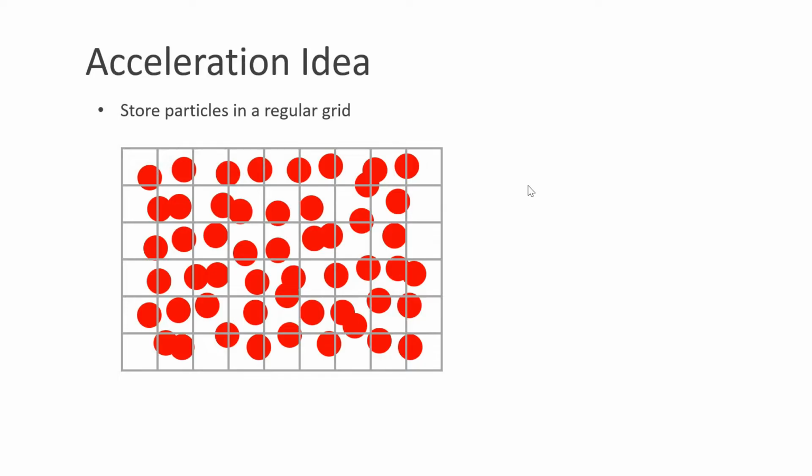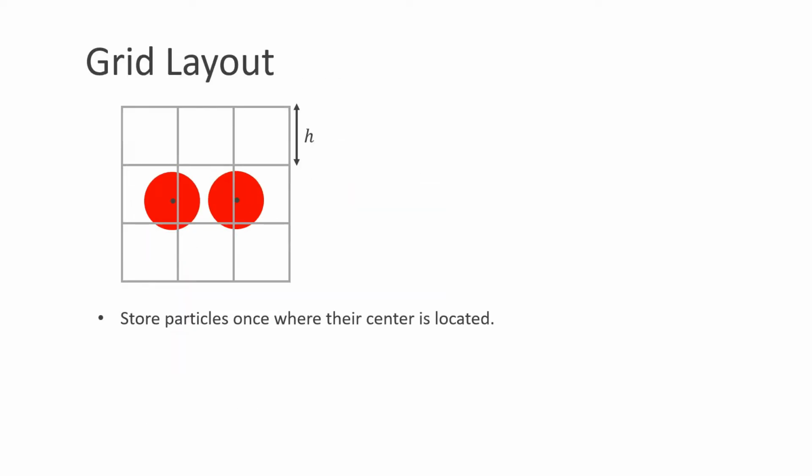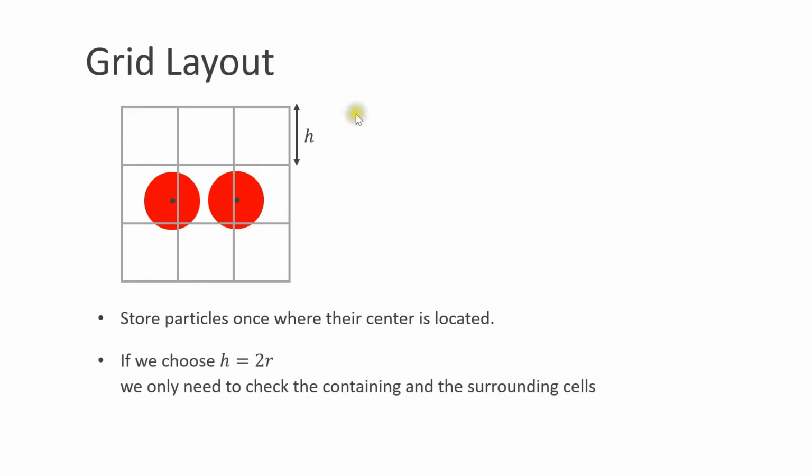The idea is pretty simple. We store all the particles in a regular grid, and then for each particle, we only have to look at close cells to check whether some particles are overlapping. Particles may overlap multiple cells. We store particles only where the center is located. If we choose the spacing of the grid H to be 2r, then we only have to check the cell of the particle itself and all direct neighbor cells. In 2D, we have to check 9 cells. In 3D, we have to check 27 cells.